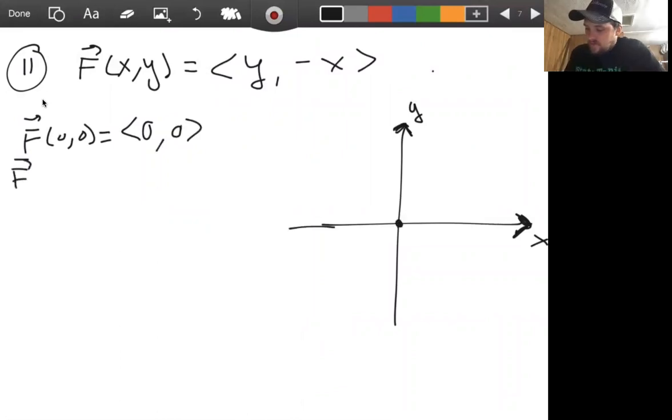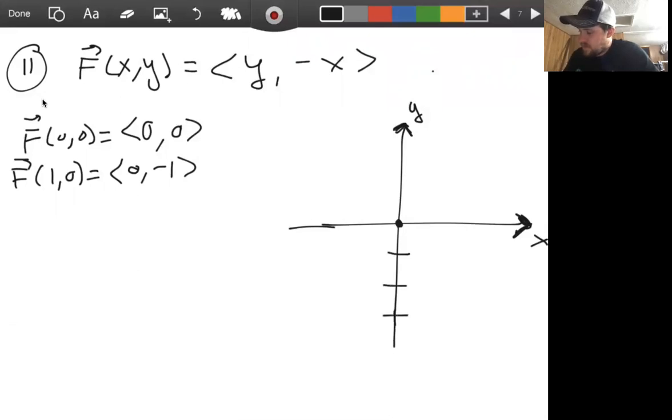If I pick f of 1, 0, I'm going to get, well, the variable y is in the x component, so they're kind of flipped, and then the y component is negative x. So this is going to be 0, negative 1. Let me give myself some ticks here to indicate what one unit is going to be. And so this is 0, negative 1. So I'm only moving down 1 in the y direction, right? This was the point 1, 0.